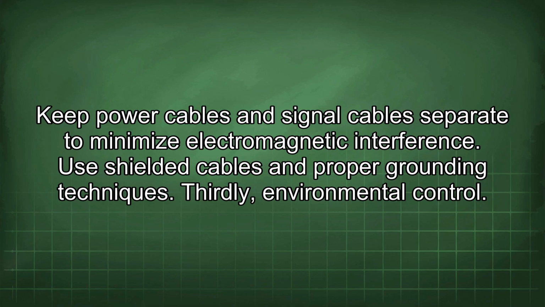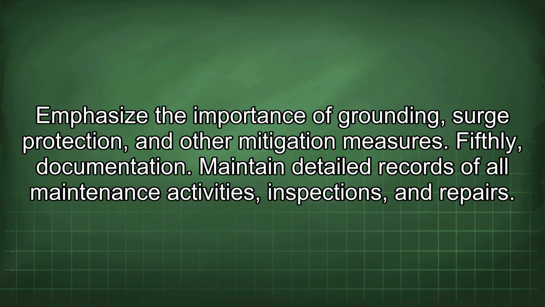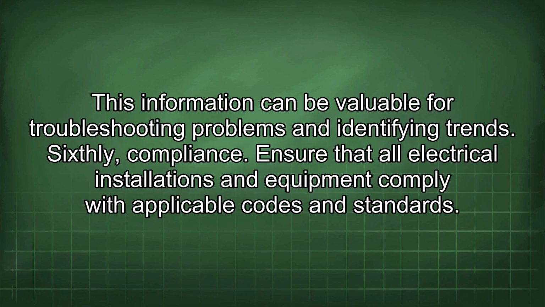Thirdly, environmental control. Keep the equipment in a clean, dry, and temperature-controlled environment to prevent corrosion and component failures. Fourthly, training. Train personnel on the proper operation and maintenance of the equipment. Emphasize the importance of grounding, surge protection, and other mitigation measures. Fifthly, documentation. Maintain detailed records of all maintenance activities, inspections, and repairs. This information can be valuable for troubleshooting problems and identifying trends.